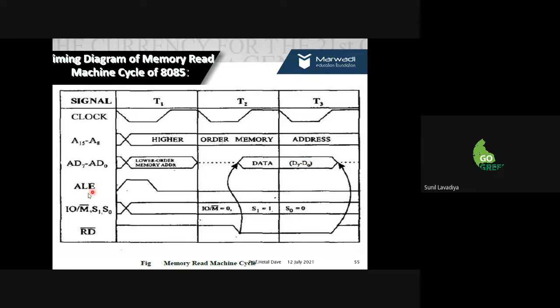ALE, as I mentioned, is higher only during the first T state. Then for the rest of the time, it's in the lower condition. IO/M bar, S1, S0: I have mentioned that IO/M bar is 0, meaning it works with the memory part. S1 is 1 and S0 is 0, so it works with the memory read operation, right? And as I have to work with the read part, for only that time, where the data is present, it becomes lower, because it's read bar. At that time, if we consider 0, it will be activated. So it looks like this.